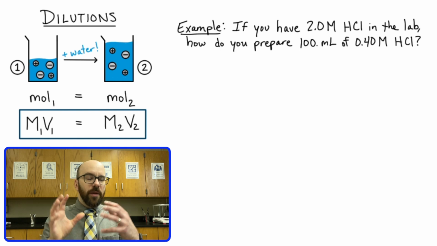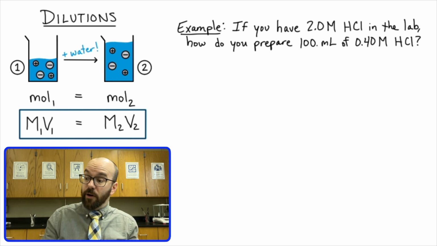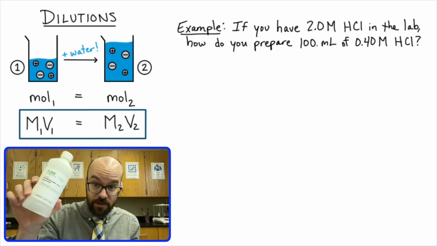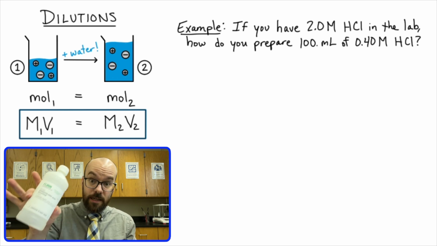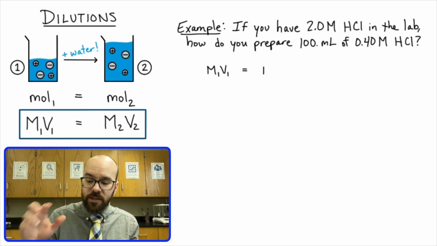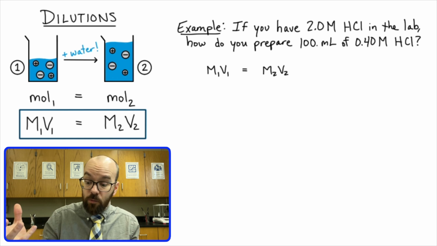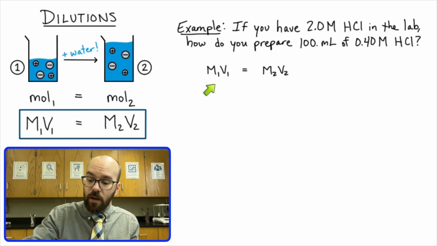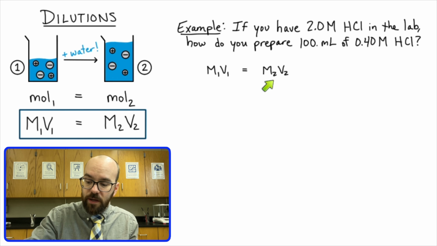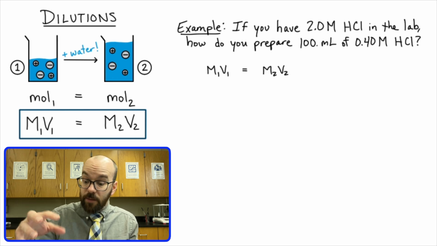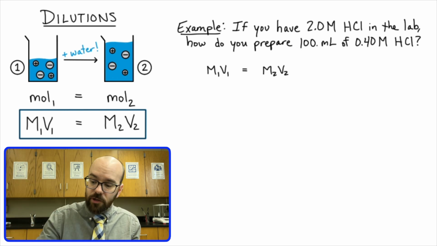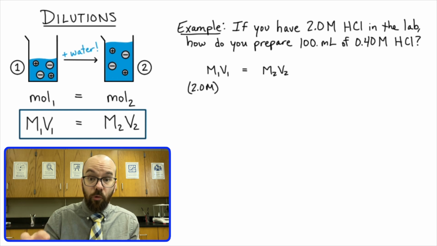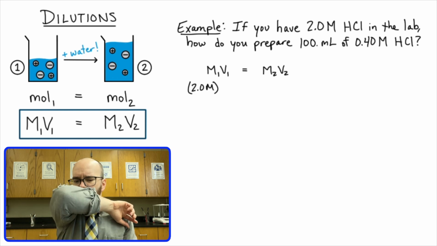So I'm trying to do some experiment, and I need this hydrochloric acid, but it's too strong or too concentrated right here. My first step is to calculate how much of this I'm going to need for my target solution. So I'm going to start off with my equation here. M1V1 equals M2V2. Remember, our sub 1 means before and our sub 2 means after. So let's start off by substituting in any values that we know. So the before molarity is going to be 2 molar. I already have 2 molar solution of hydrochloric acid. That's going to be my before molarity, my molarity 1.